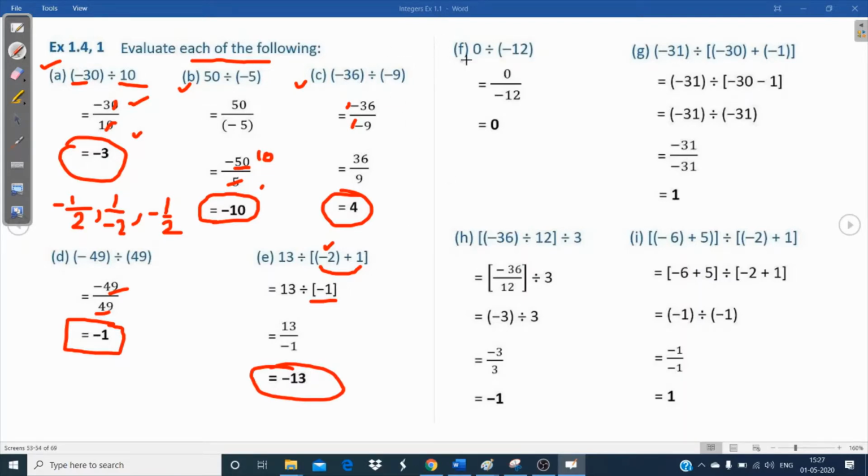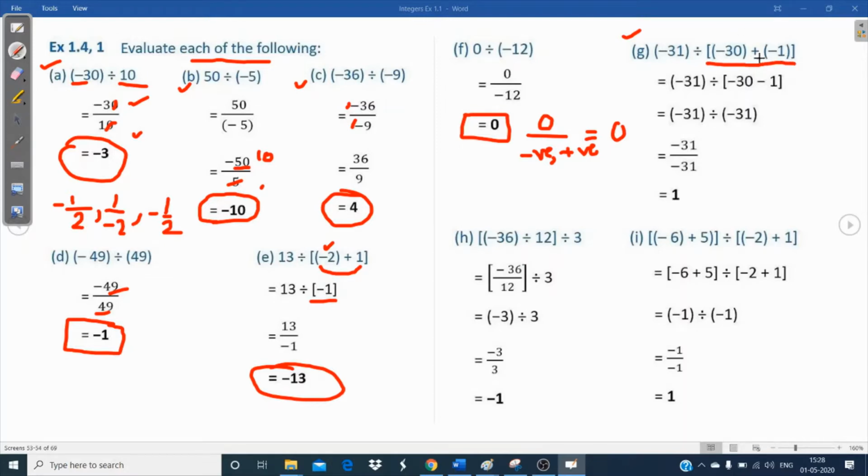Now next part, 0 divided by minus 12, 0 upon minus 12. Whatever the number is in the denominator, what will you always get? You will get 0, whether it is a negative number or a positive number. So if there is any negative or positive integer in the denominator, and in the numerator the value is 0, meaning 0 upon whatever, either negative or positive integer, finally you will always get 0.